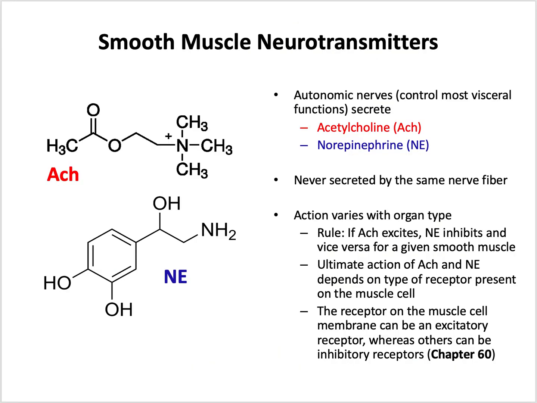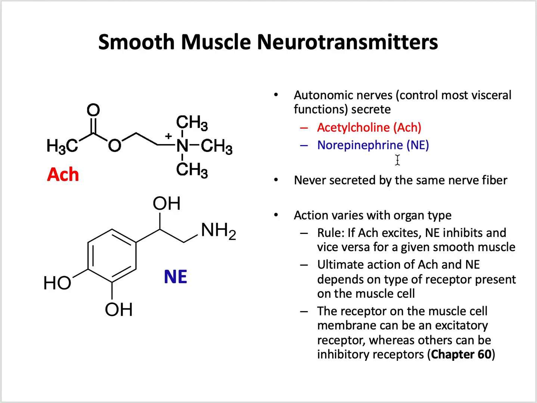the autonomic nervous system. And so here I'm not going to ask you to memorize the structures of acetylcholine and norepinephrine, but the point I want to make here is that acetylcholine and norepinephrine can both be excitatory and inhibitory. It depends on the smooth muscle, and you might ask, like, how is that possible?